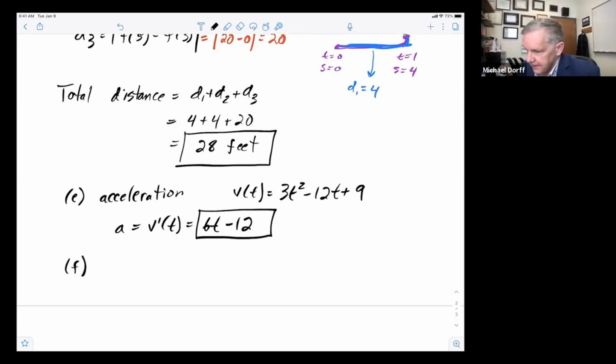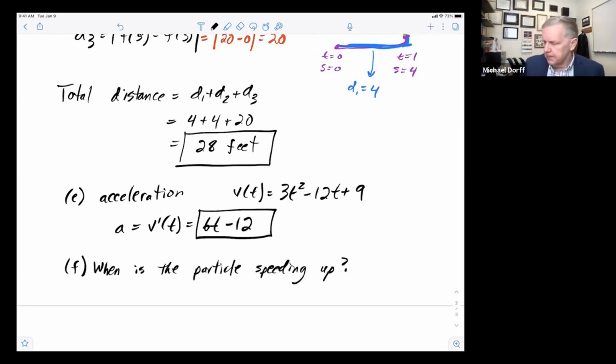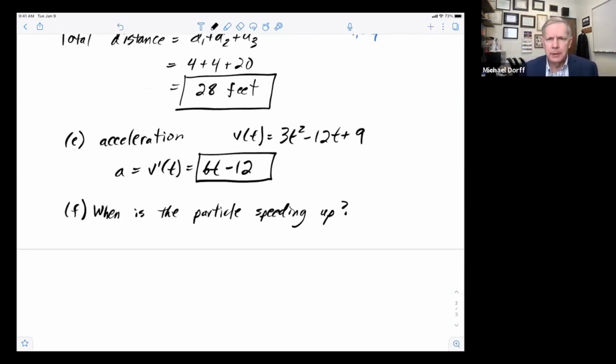And then the last part says when is the particle speeding up. So what does that mean, speeding up? Well, if you're moving in a positive direction, if you're driving a car and you're going forward, you're speeding up if your acceleration is increasing. So you have to be moving forward though. So this occurs when velocity is greater than 0 and acceleration is greater than 0, because you're going forward and you're going forward faster. So you're speeding up.